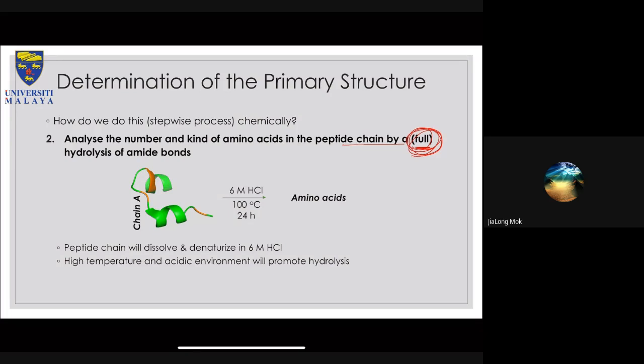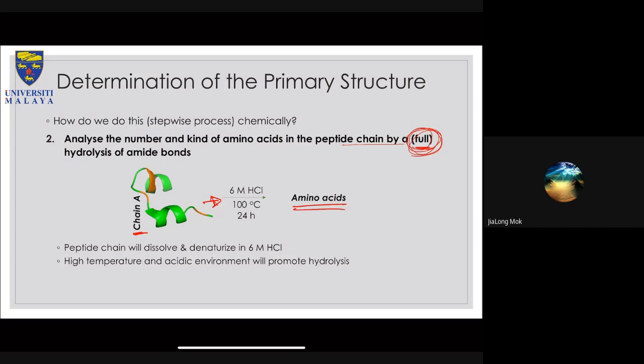Of course, we will not be covering everything. Okay, so the first one is a full hydrolysis, and to do that, for example, if you just take a chain A, of course, it needs to be, as I mentioned, fully linearized, denatured. You simply just chuck it into a beaker of 6 molar hydrochloric acid, warm it up. Of course, you need to stir it, leave it for 24 hours, and what you will get is amino acids.